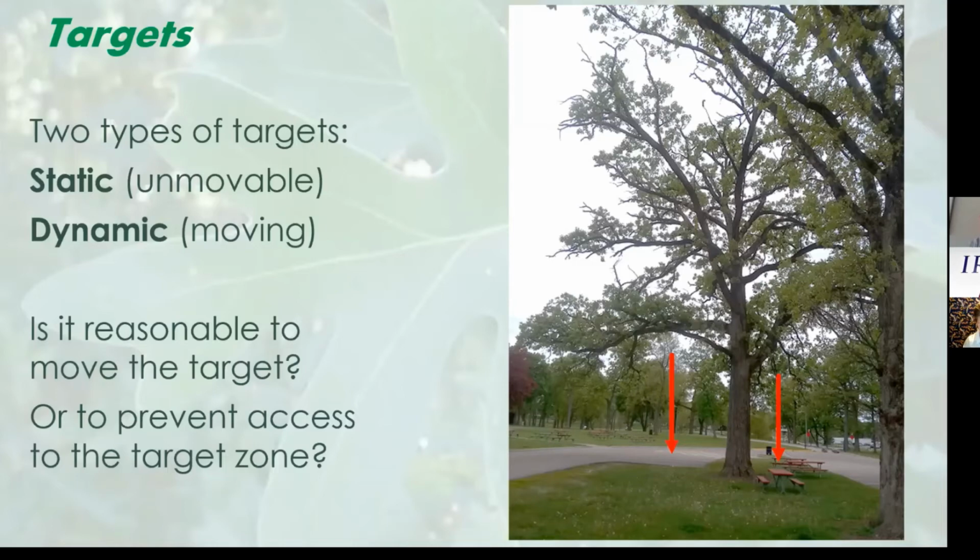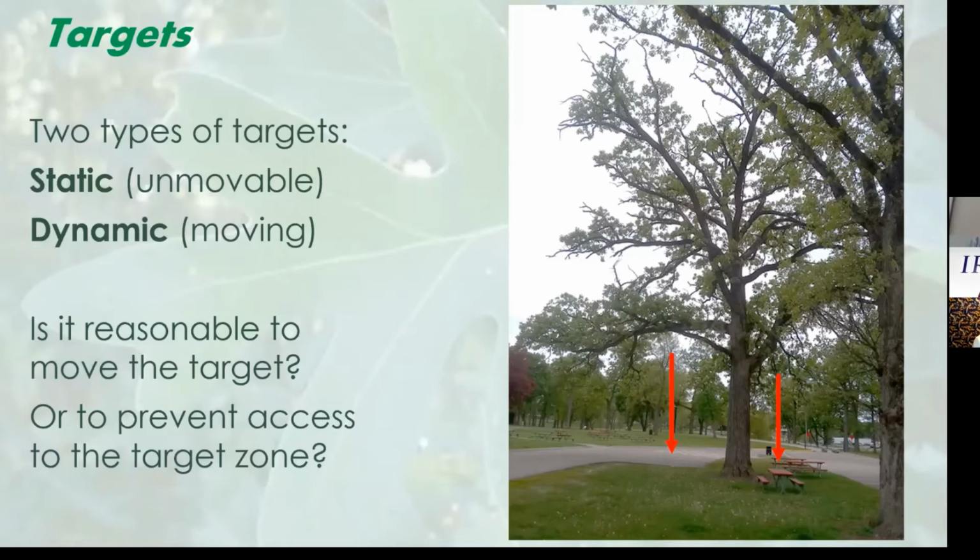You can see this tree has some dead wood in the top. So the question is, is it reasonable to move the target? Well, what would you do here? You could move those picnic tables to the next tree over that does not have dead wood. And then you're not inviting people to sit under a tree that has dead wood. And just doing that, you've reduced your risk.